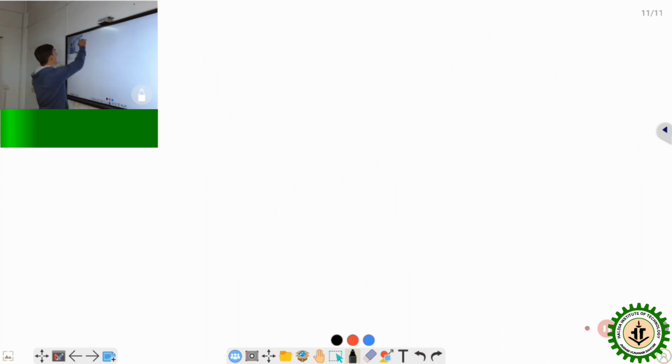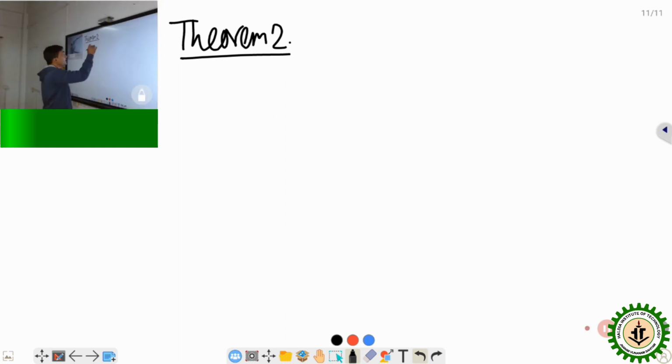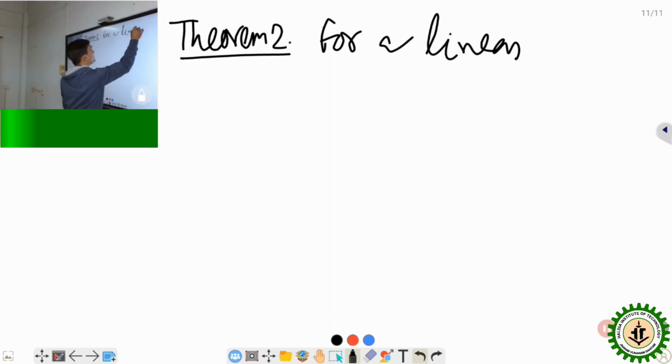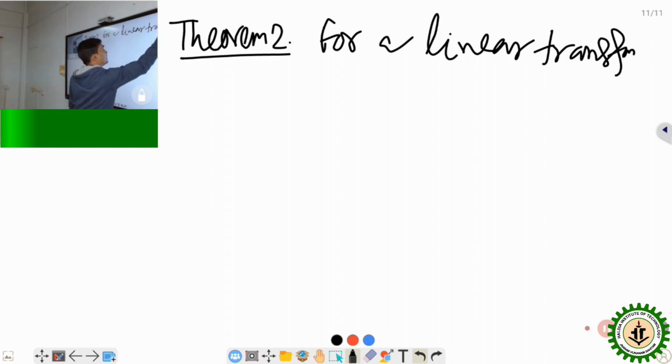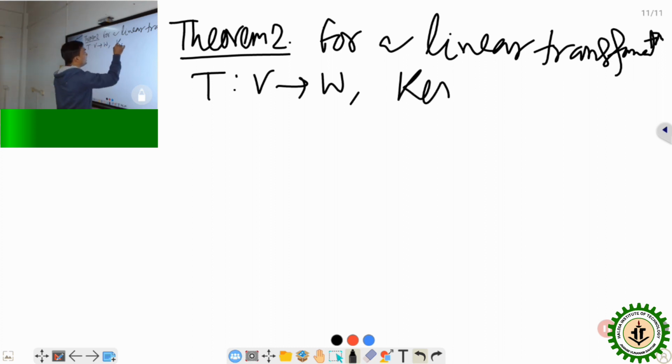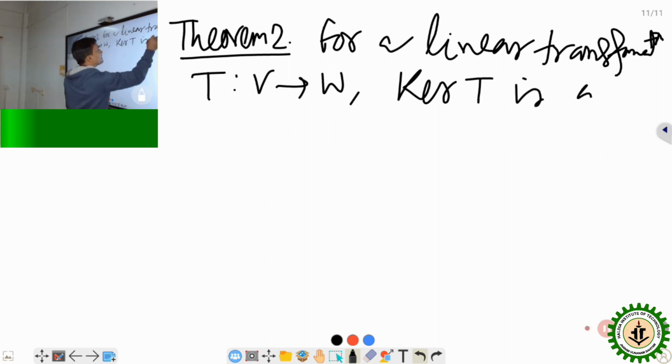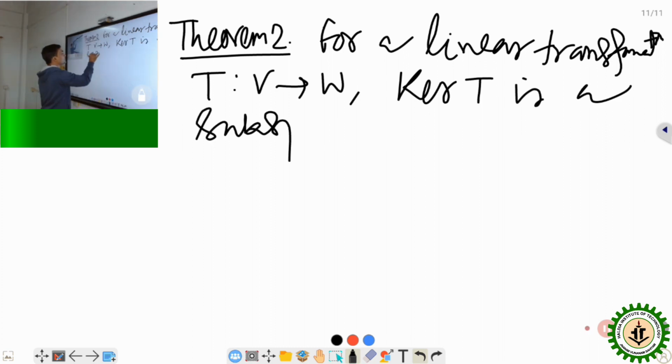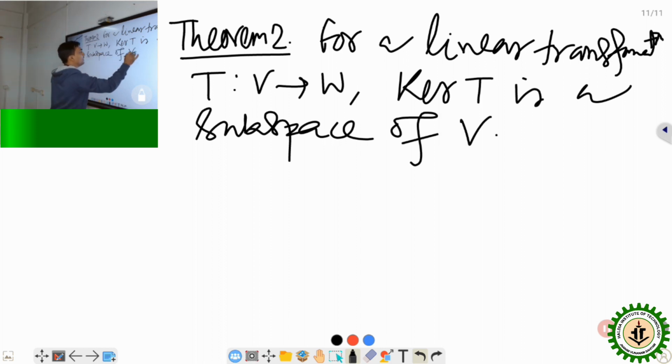Now we want to establish another important result of linear transformations, that is, for a linear transformation T from V to W, kernel T is a subspace of V. So this is a very important result we want to establish.